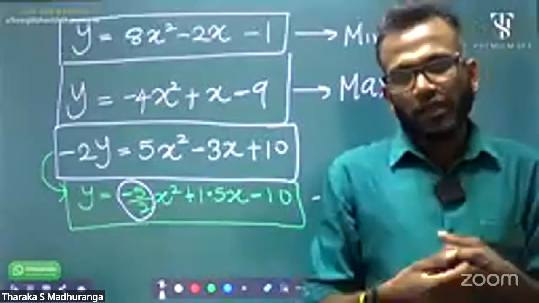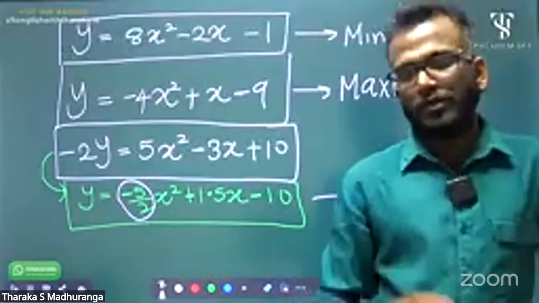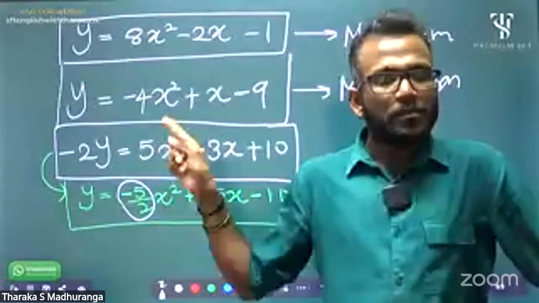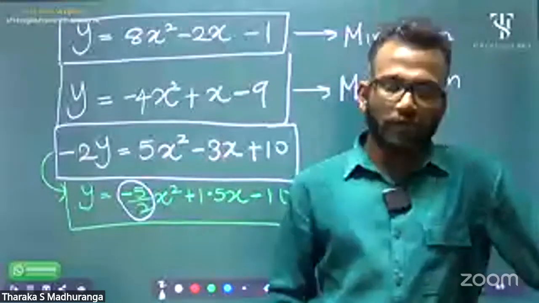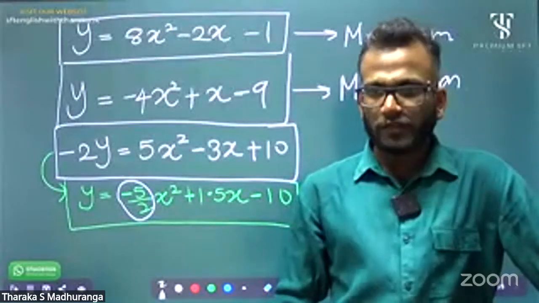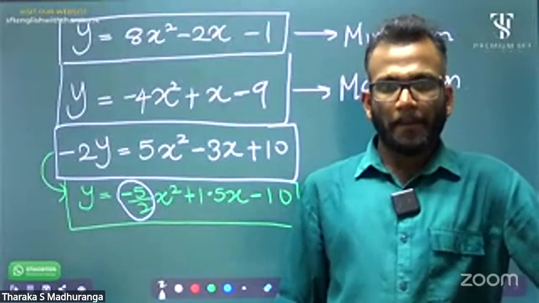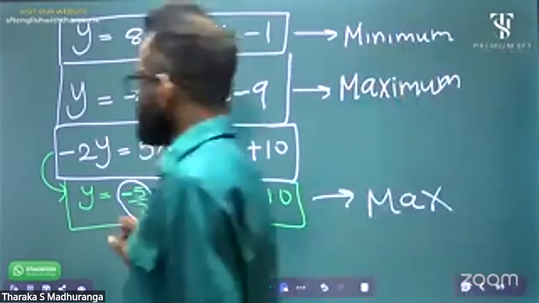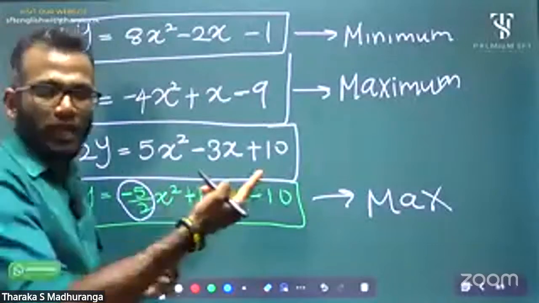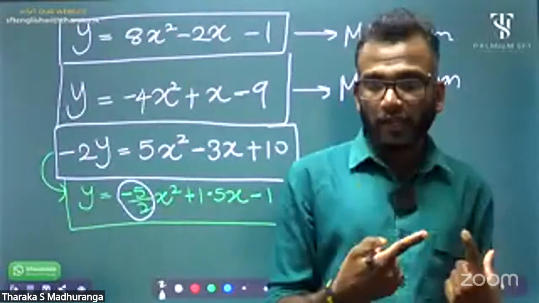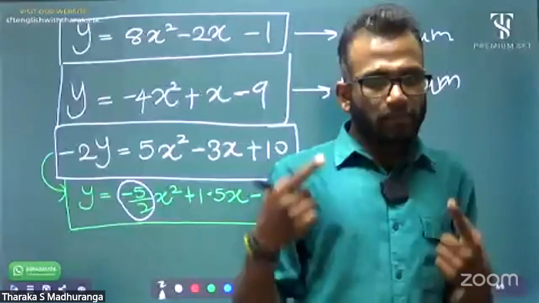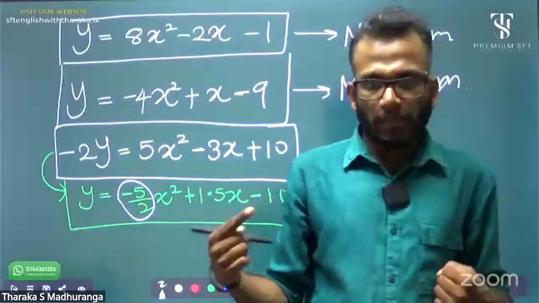That's how, if it is given in any form, you should have the ability to identify the positive or negative shape. According to the A value, positive or negative, you can identify a maximum graph or minimum graph. Understood? Very simply I explained. First check the common order, then check the sign of the A value. If it is positive, it is a minimum one. If it is negative, it is a maximum shape.